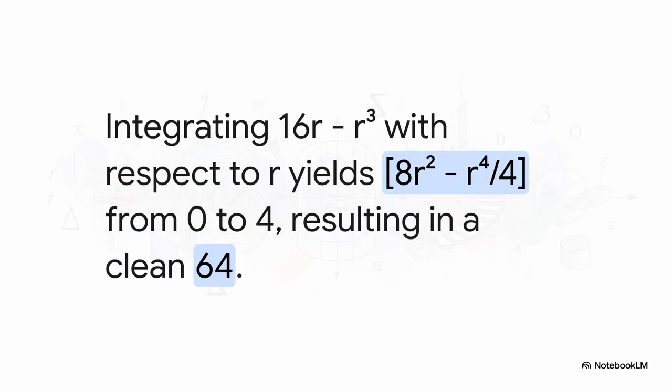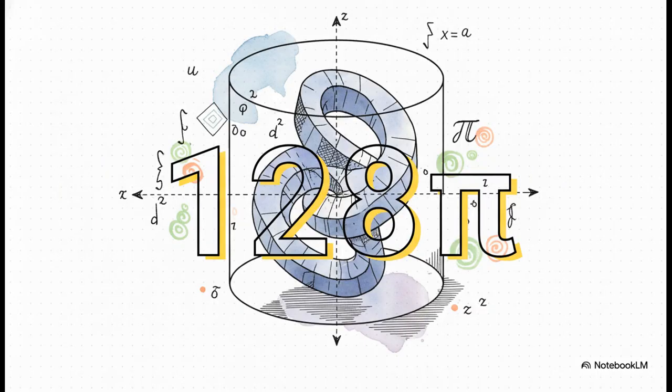We integrate that result with respect to r from 0 to 4. A little bit of polynomial integration here, plug in the numbers, and the math works out to a very satisfying 64. And for the grand finale, the theta integral. Integrating the constant 64 from 0 to 2 pi gives us our final answer. The volume of that entire paraboloid is 128 pi.